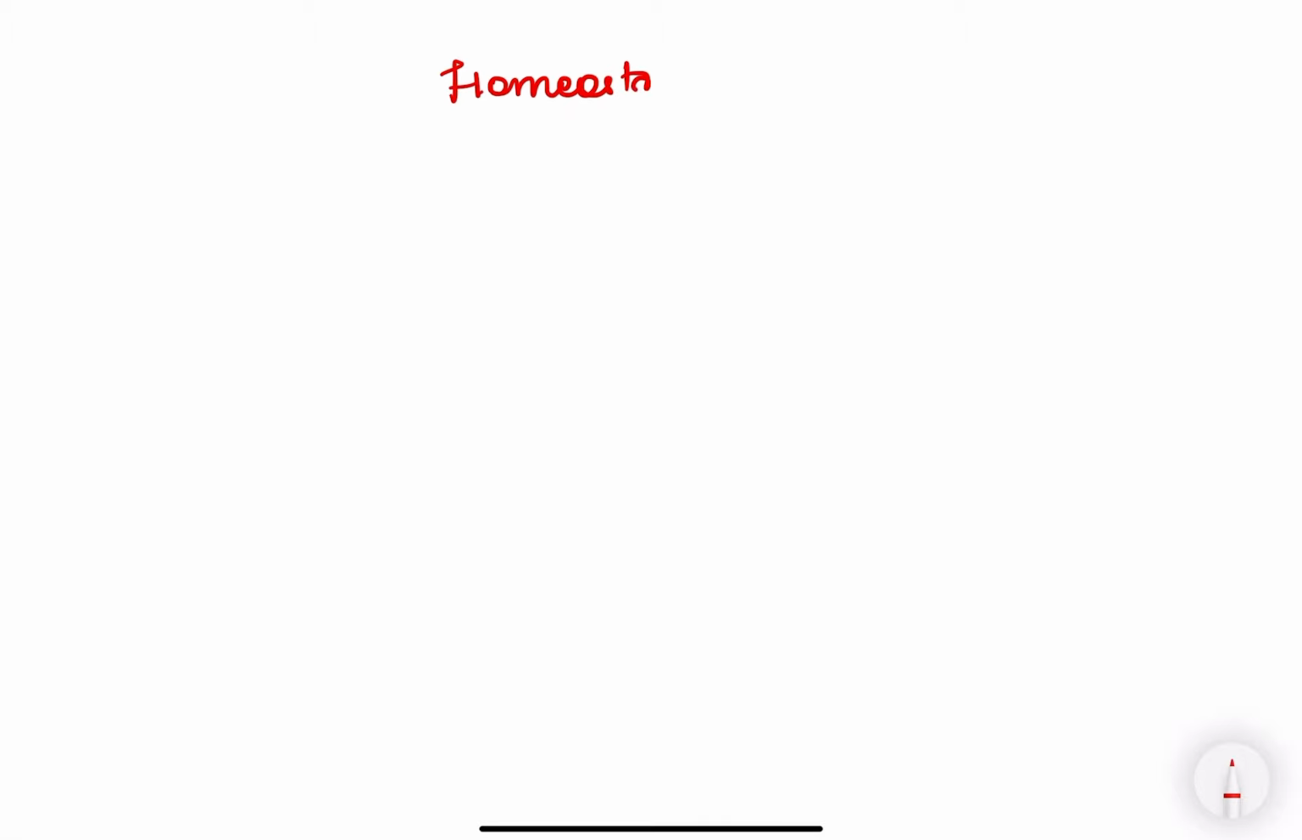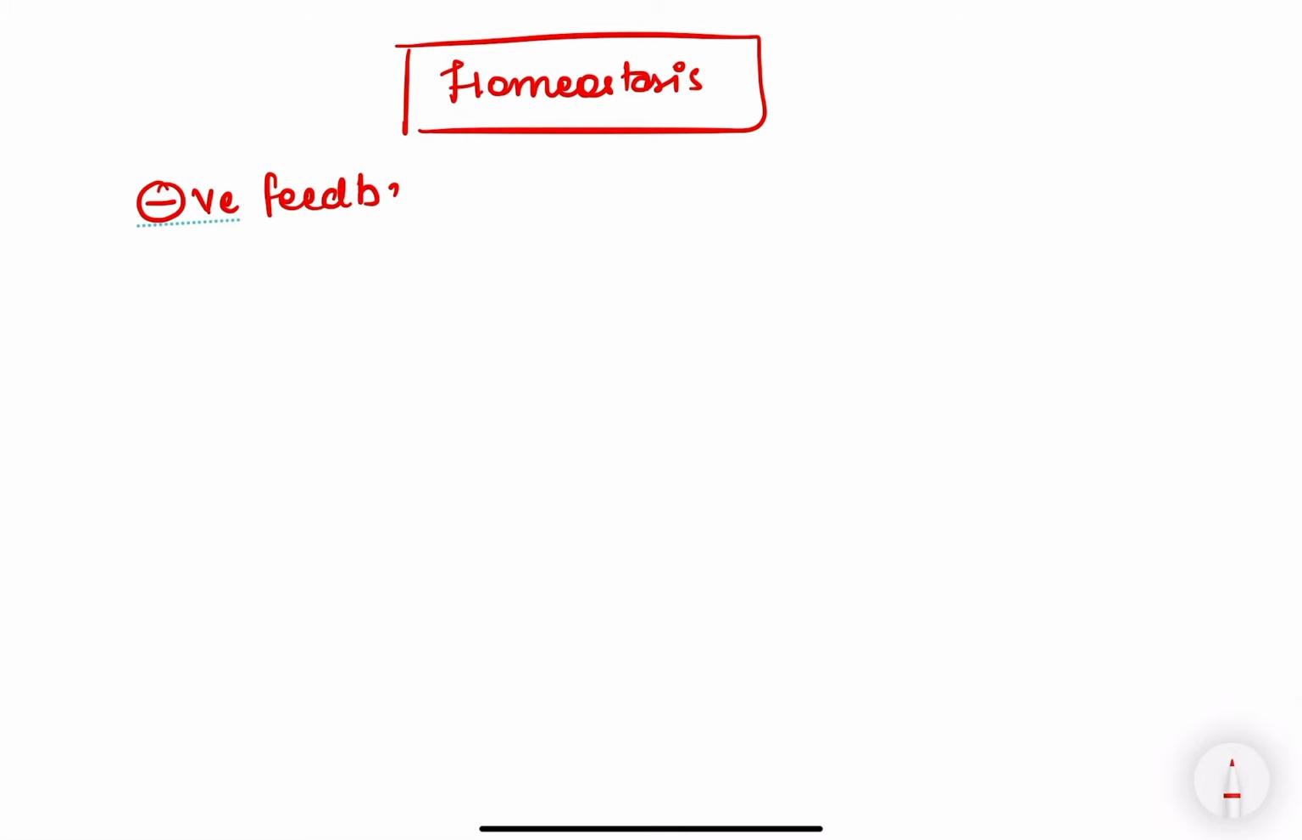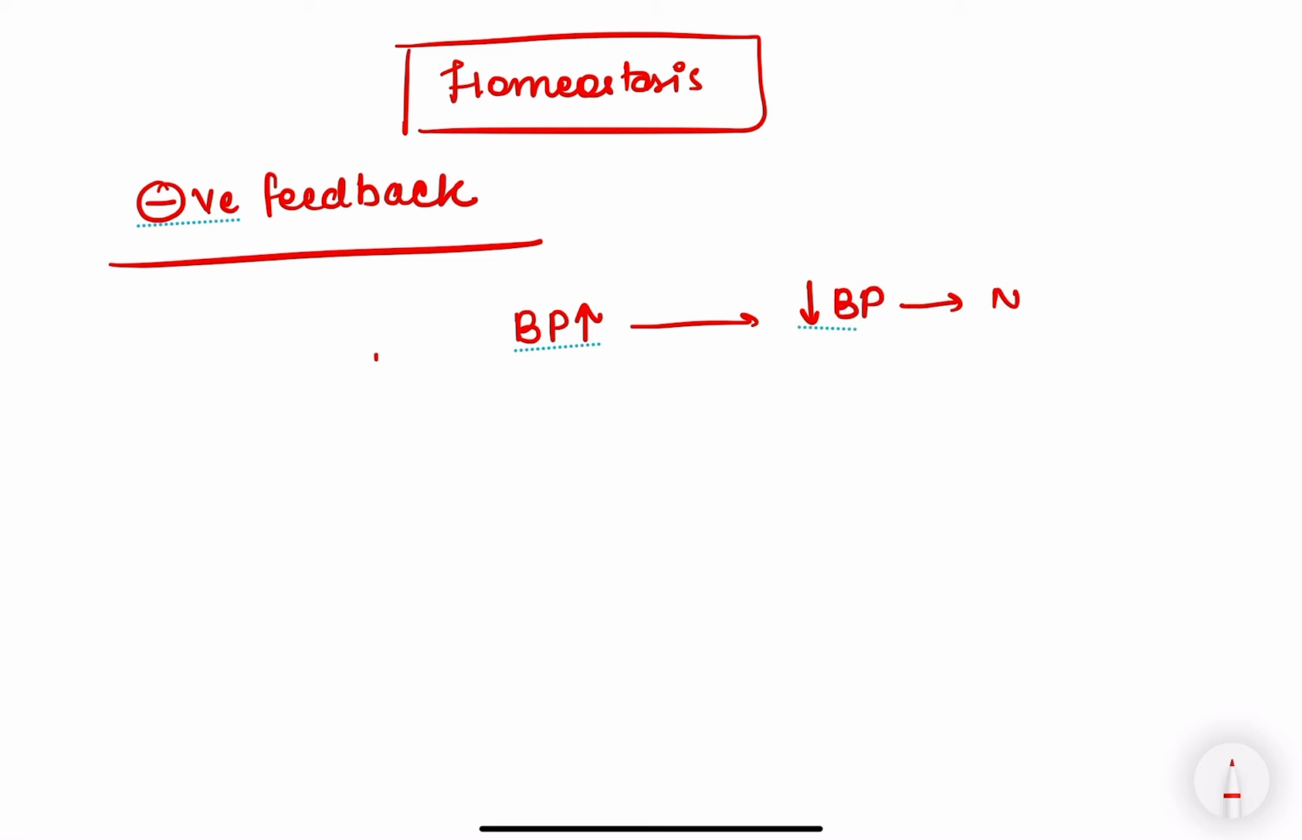To keep the homeostasis of the body, there are three systems that work together. First is negative feedback. In negative feedback, basically what happens is that if we have given any stimulus, for example, there is an increase in BP, then the negative feedback will normalize the BP, it will decrease the BP and bring it to the normal range of the BP.